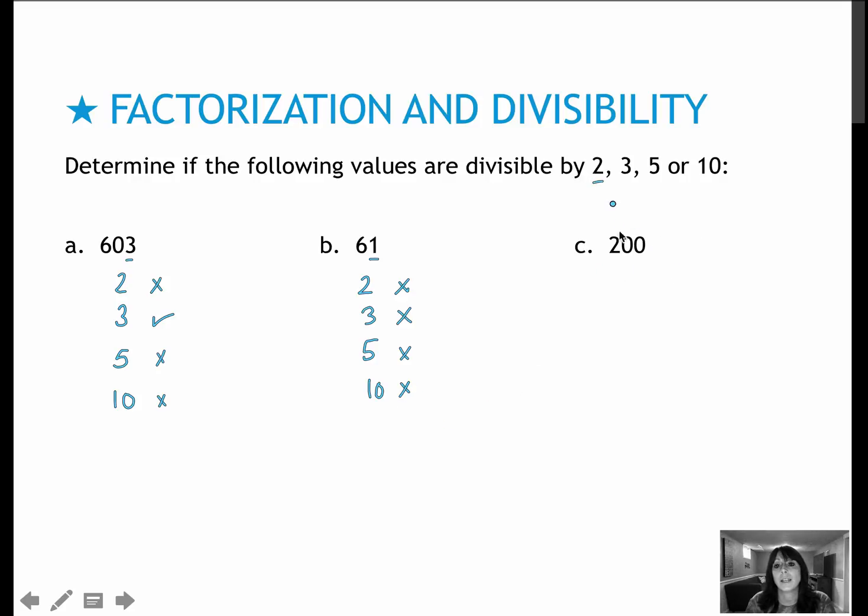And for 200, it is divisible by 2 because it is even. It is not divisible by 3 because 2 plus 0 is 2, and 3 does not go into 2 evenly. It is, however, divisible by both 5 and 10 because it ends in a 0.